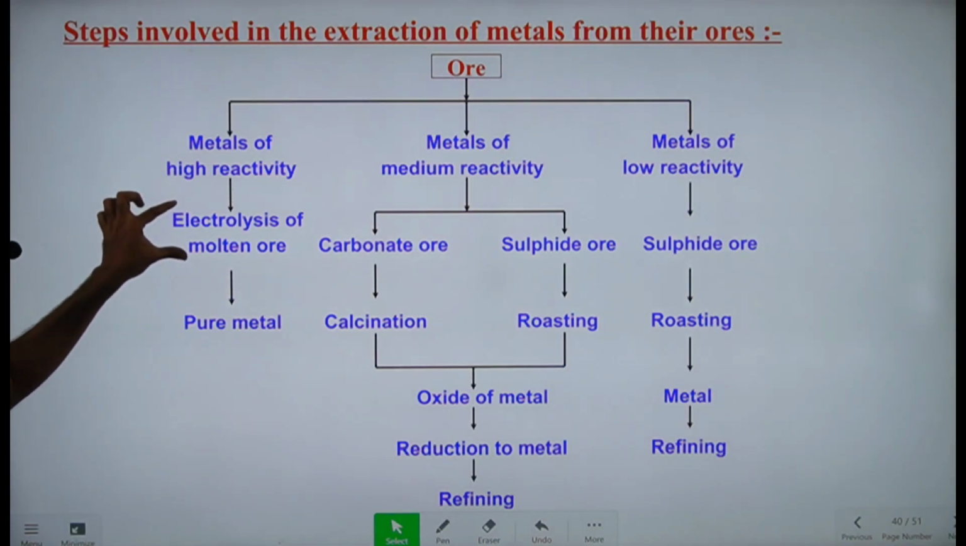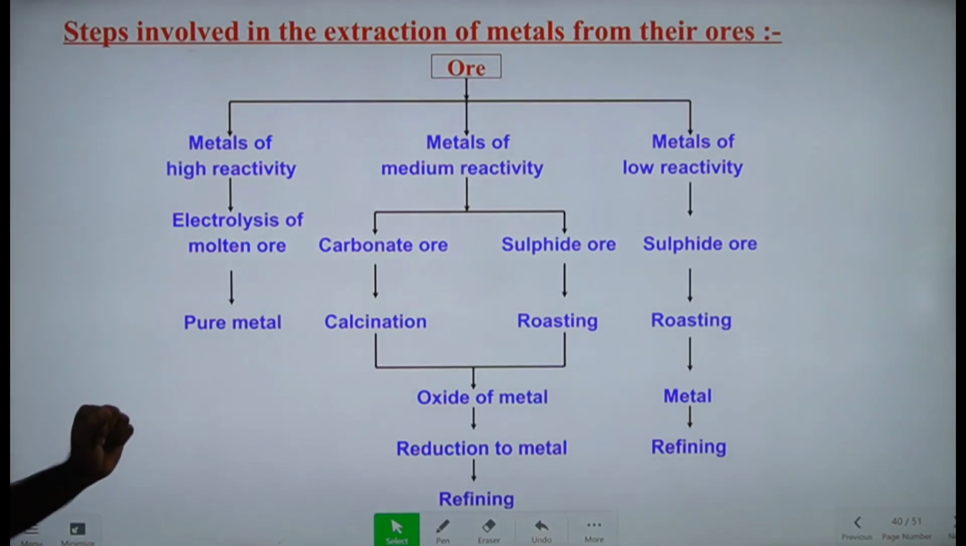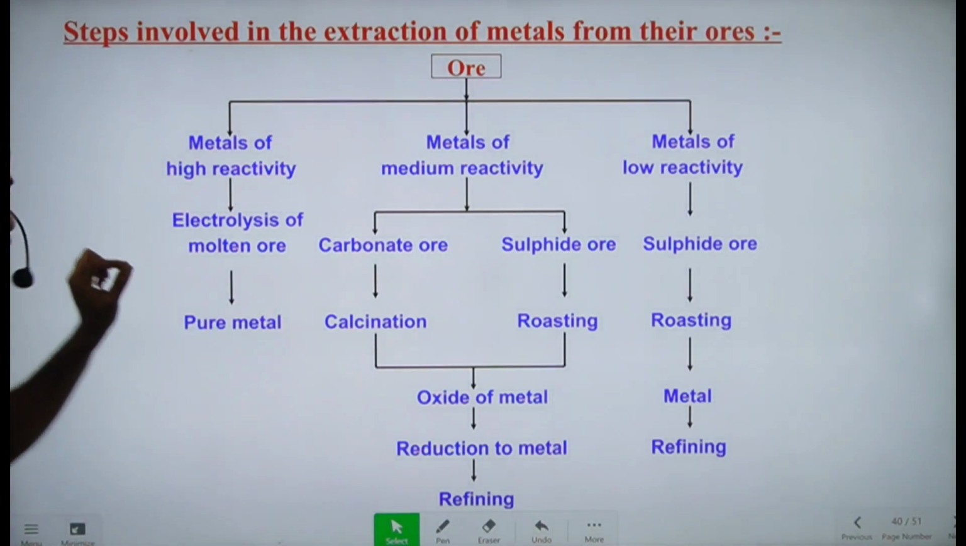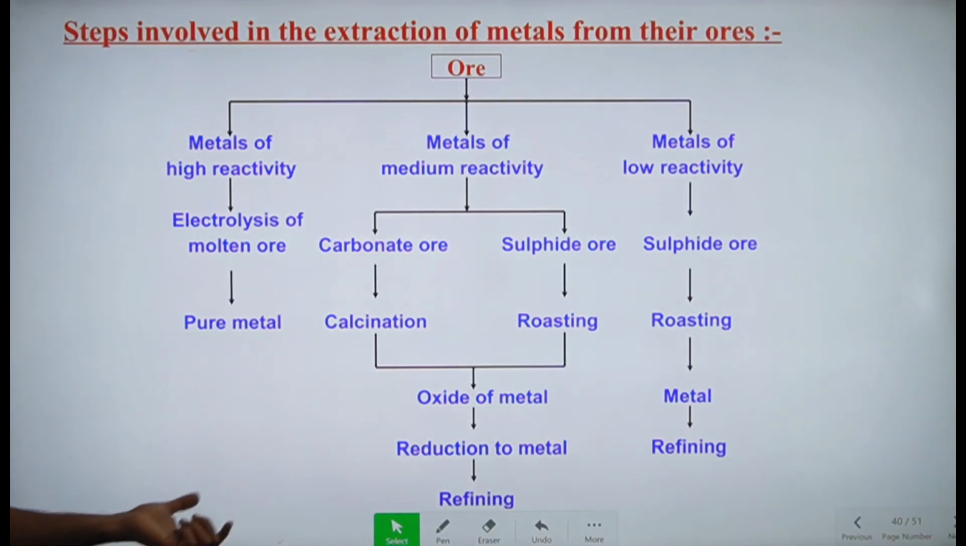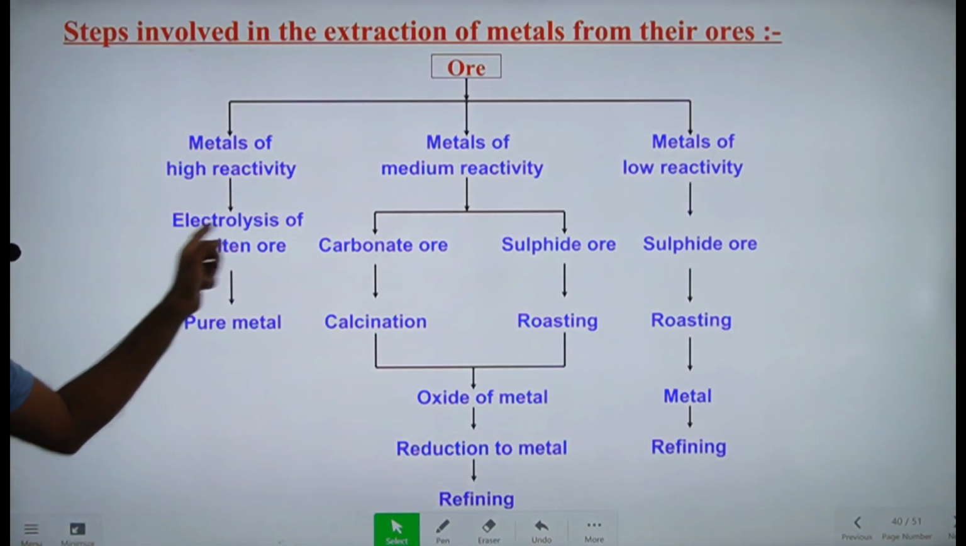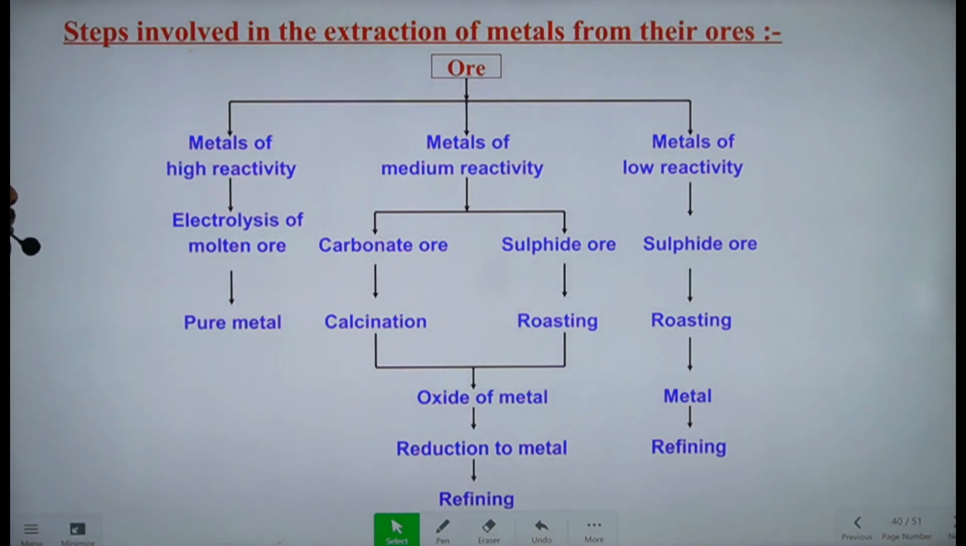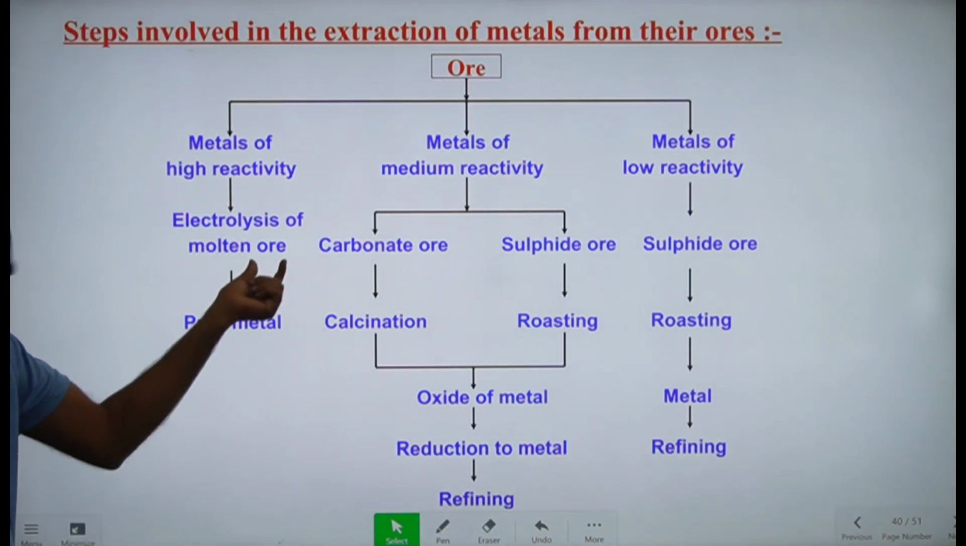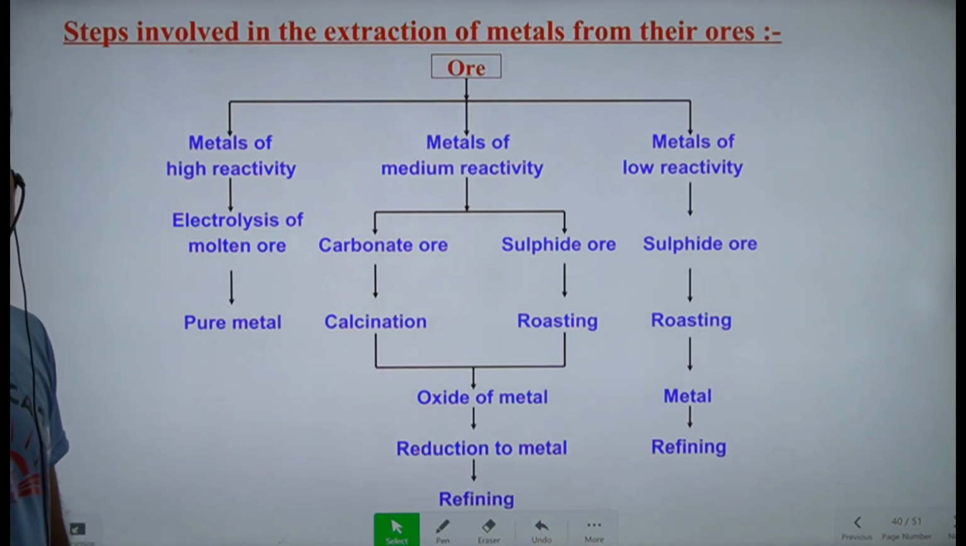Now after doing this you will get the pure metal. Okay, the metals of high reactivity, how can we separate them? By using which process can we separate them? By taking the electrolysis of molten ore. By doing this electrolysis we can separate the pure metal.